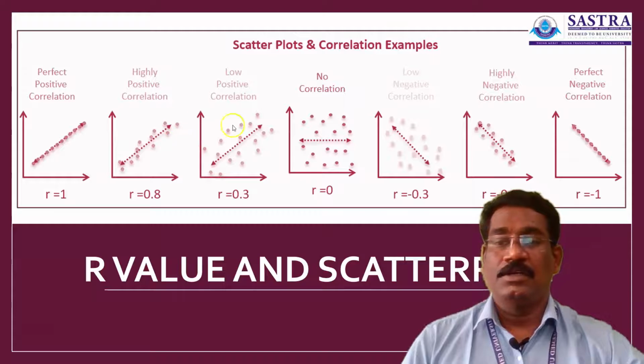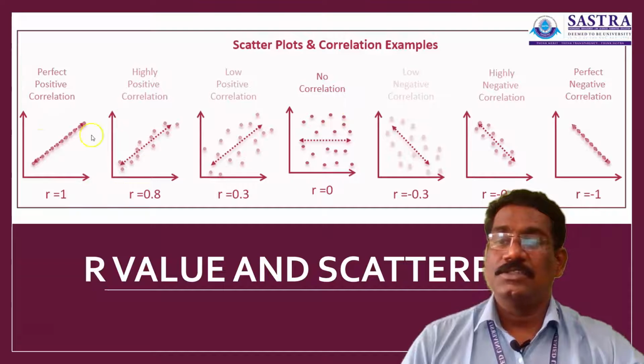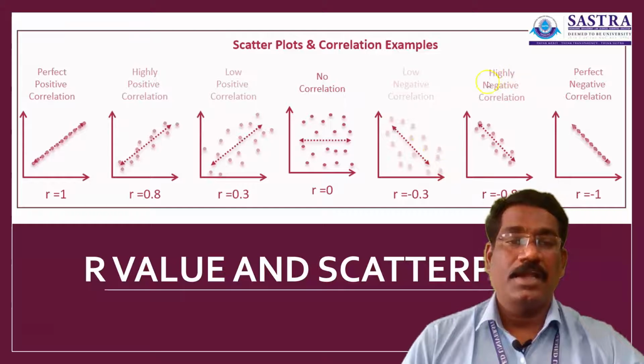So these are the different graphs, scatter plots, of correlation examples. If R is equal to 1, we get a perfect positive correlation. Then highly positive correlation, you can see how it is; and also the low positive correlation, you can see how it is scattered; and no correlation; low negative correlation, highly negative correlation, and perfect negative correlation.